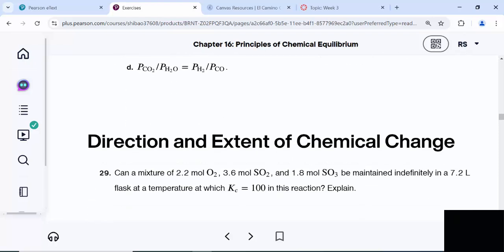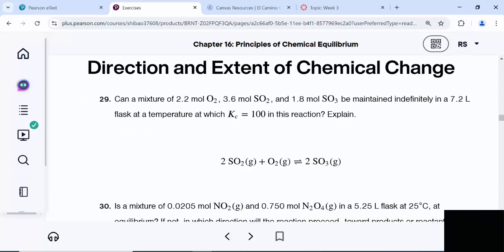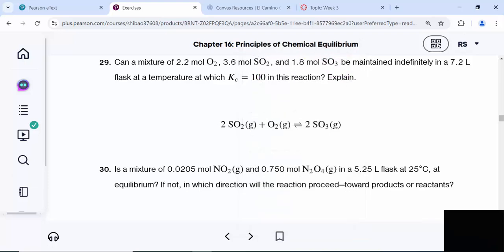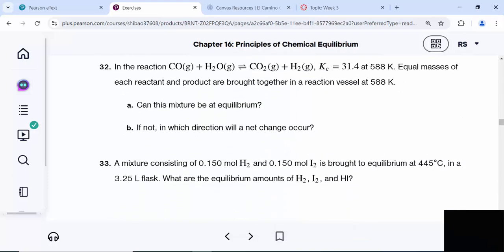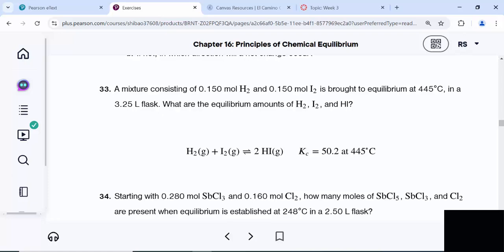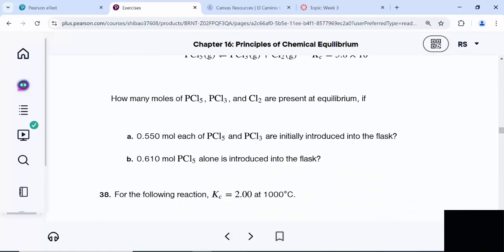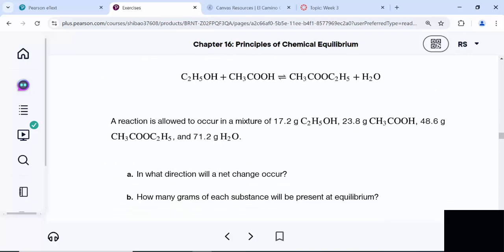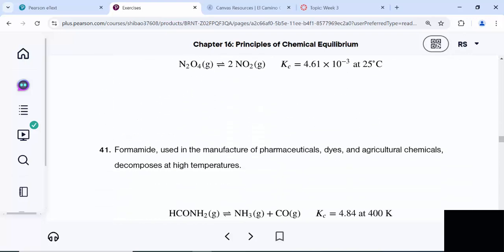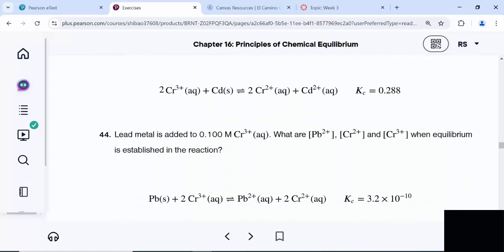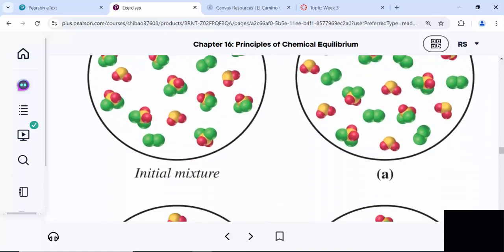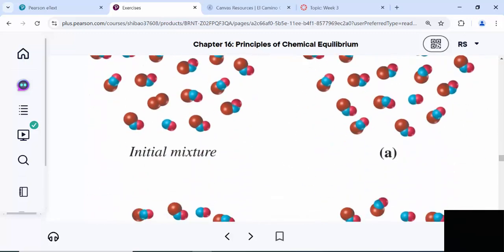This is a more conceptual question here. Here we're looking at a direction. Direction is Q. What direction is it going to go? There are 3 choices there. And extent. Extent is an ICE table, and so we can do some calculations here. These are just ICE calculations. We set up the ICE table: initial, change, equilibrium, and then go from there. Some conceptual problems.